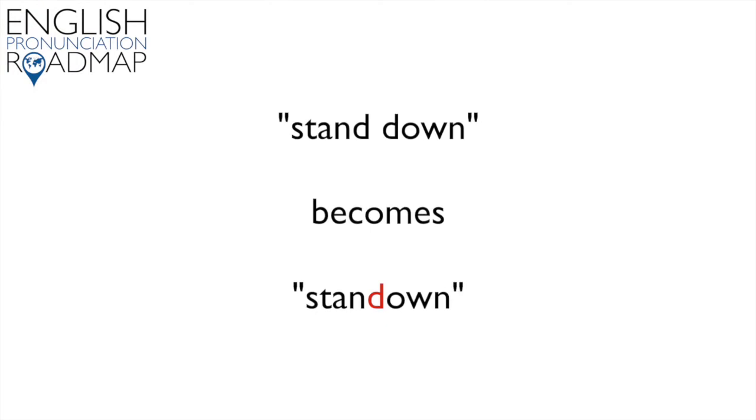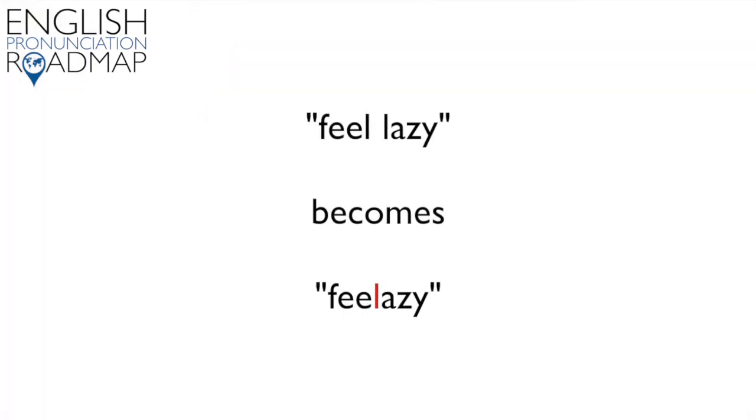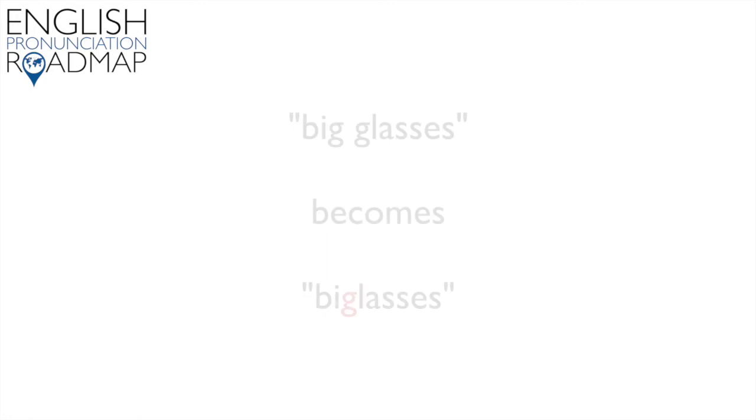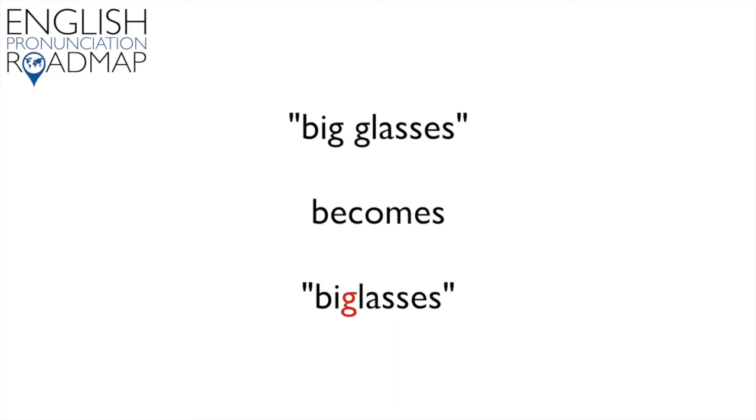And the last one is consonant to consonant. Now, if those 2 consonant sounds are exactly the same, we wouldn't say both, we would only say one. So for example, stand down sounds more like stand down, stand down. But notice how I slightly pause on the D, and this indicates that there are 2 words, and this is the join between them. The same is true for this. Feel lazy sounds more like feel lazy, feel lazy. And big glasses sound more like big glasses, big glasses.